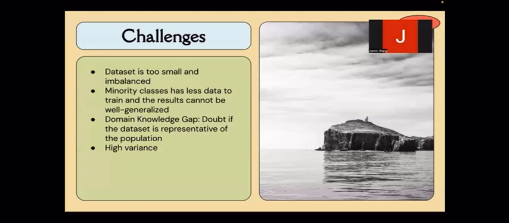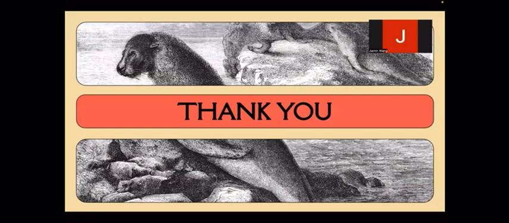And also we have the domain knowledge gap, in which we data scientists doubt if the dataset is representative of the population or not, because the data quality highly affects the performance of the model, no matter how we fine tune it. And also we don't know if the dataset causes high variance. And that's all for our project presentation.